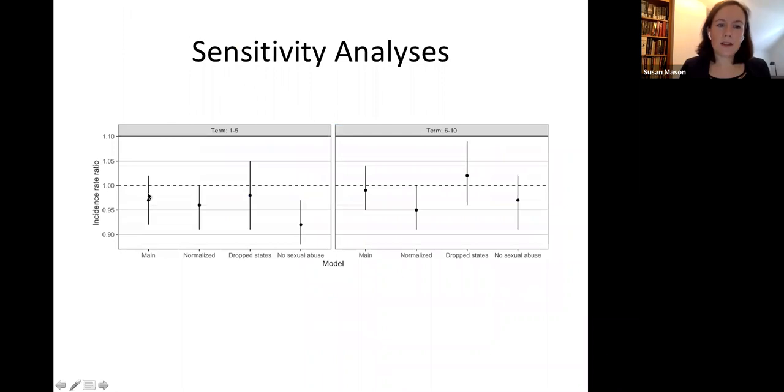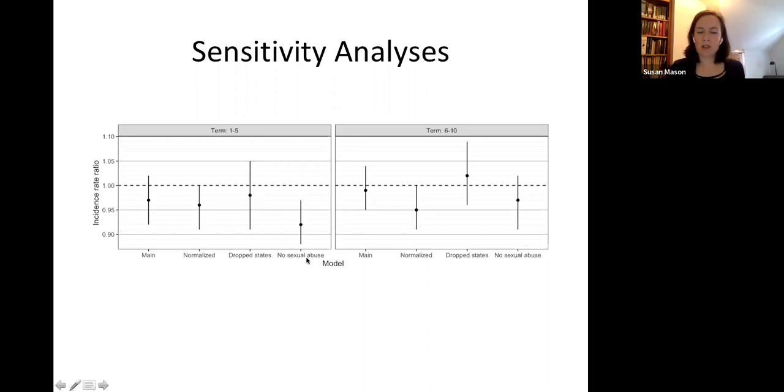These are some sensitivity analyses. This is our main. There's a whole process of trying to, quote unquote, normalize the search terms that I can talk about if people are interested in. I'm not going to go into it, but it's another attempt to address this issue of total search volume. This is what happens when we drop those states that had a huge change in missingness. So we do see a bit of a move toward the null.